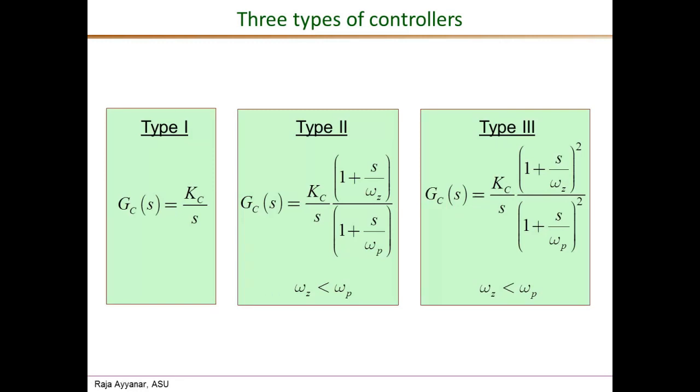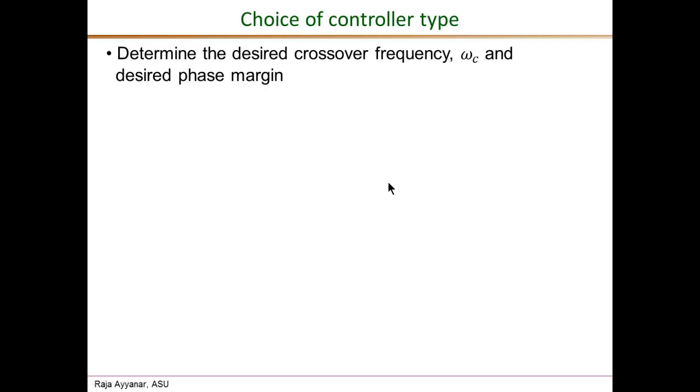Okay, so we need to study when to use each one of these types, and once you have chosen the type, how do you determine the values of Kc, omega z, and omega p. So first we look at how you make the choice on the controller type.